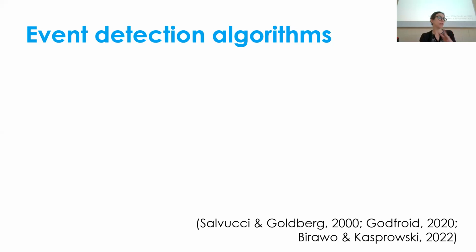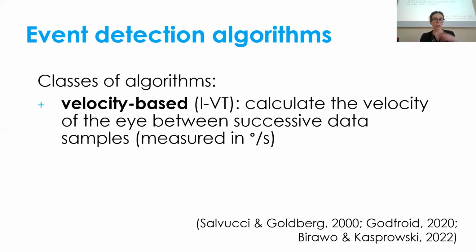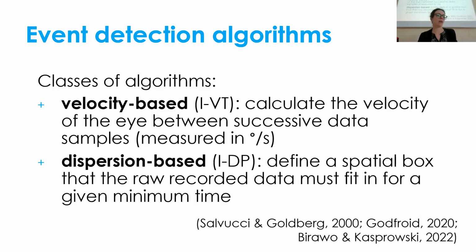So there are two types of detection algorithms generally used. Velocity-based algorithms calculate the velocity of the eye based on successive data samples, and the unit of measurement here is degrees of visual angle per second. And then we have dispersion-based algorithms, which instead look at a specific area of the screen, the spatial box, and the raw data points must fit inside this area for a given period of time.